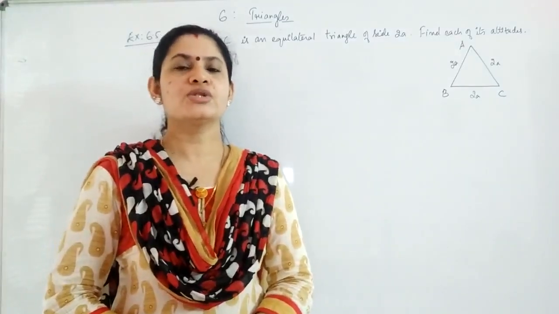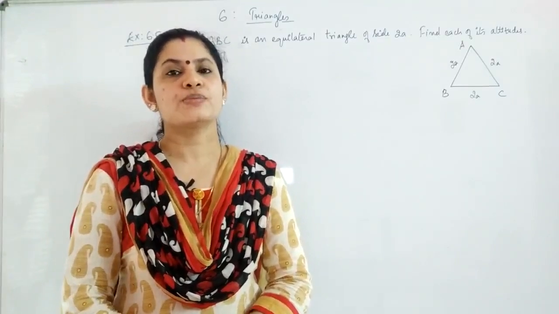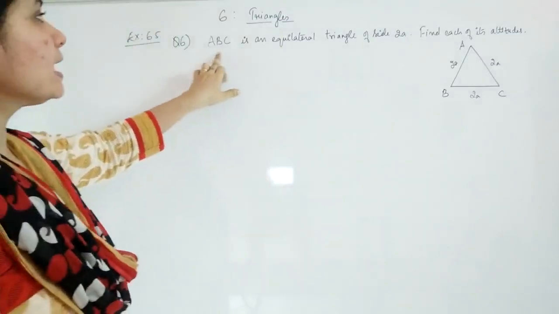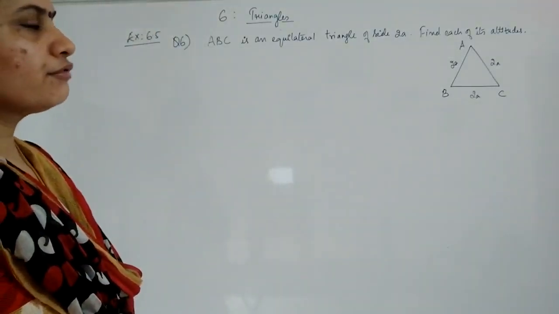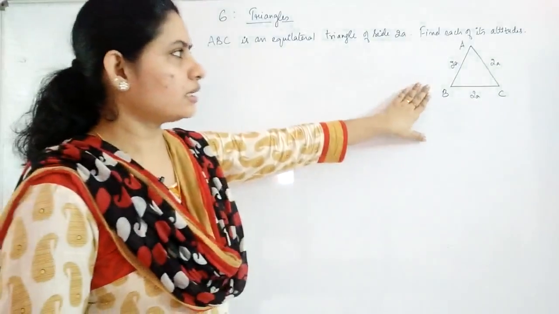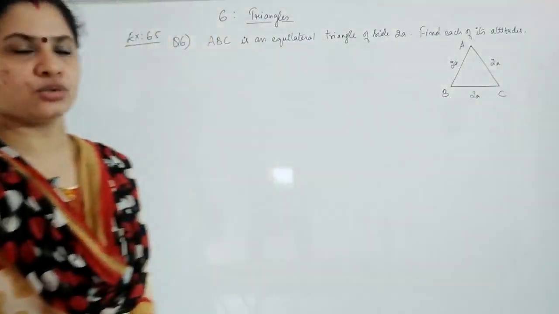Hello everyone, today we will be doing the remaining problems of exercise 6.5 and starting with the sixth problem. ABC is an equilateral triangle of side 2A. Find each of its altitudes. So I have drawn a triangle ABC, an equilateral triangle with each side 2A.